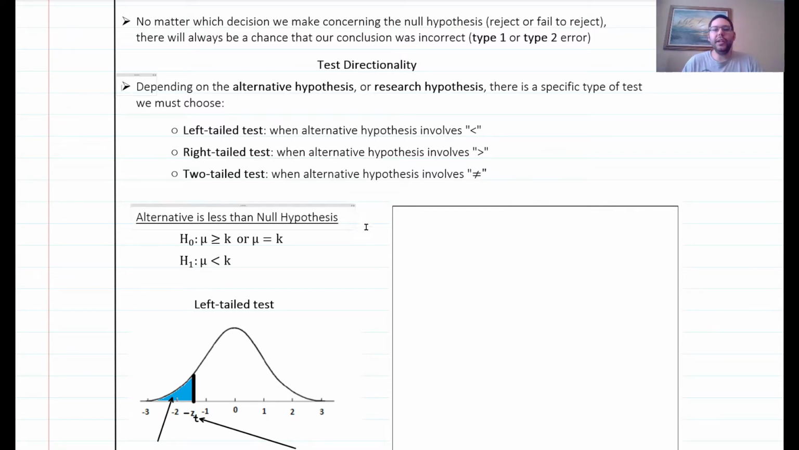All right, so let's look at the first case. The alternative is less than the null. In that case, that will look something like this. Let's say the null is mu greater than or equal to some number, k, or mu is equal to some number. And then in this case, the alternative or the research hypothesis is mu less than some number. In that case, you're going to be using a left-tailed test because of this less than in the H1, okay?